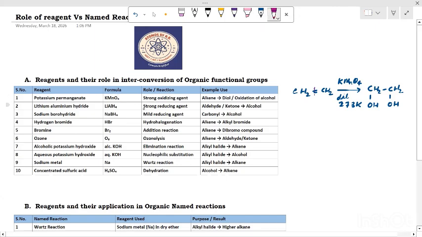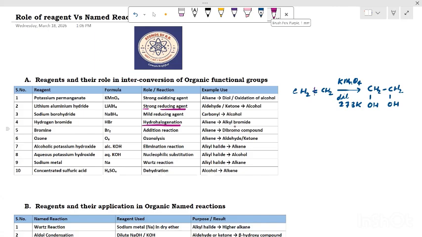With lithium aluminum hydride, it's a strong reducing agent and we transform aldehyde ketones to alcohols. Sodium borohydride NaBH4, it's a mild reducing agent which converts carbonyl compounds into alcohols. Hydrogen bromide HBr, this is used for hydrohalogenation. So alkenes undergo formation of alkyl bromide through Markovnikov way of addition. You must have heard the Markovnikov way of addition in case of unsymmetrical alkenes.